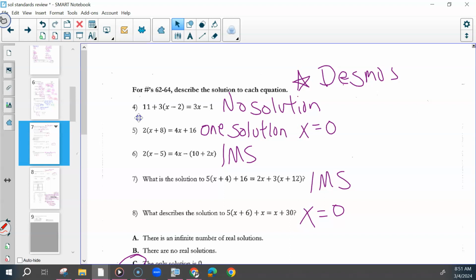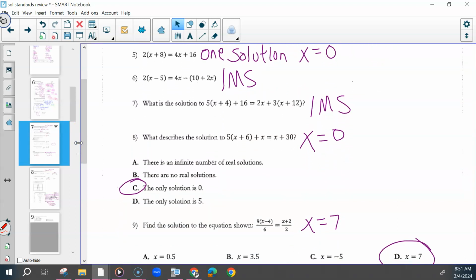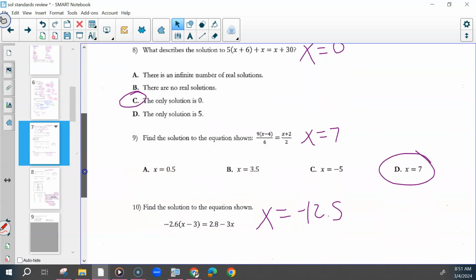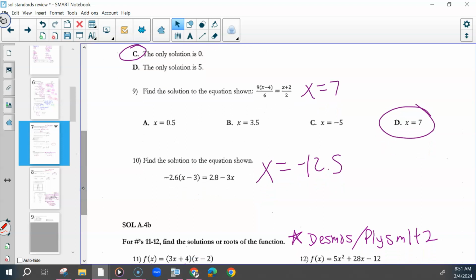8 was C. 9 was D. And those are equations you can put directly into Desmos and see where that line is. That was x equals negative 12.5.